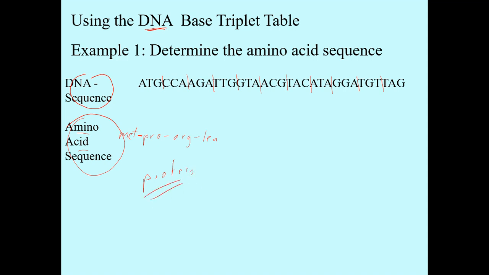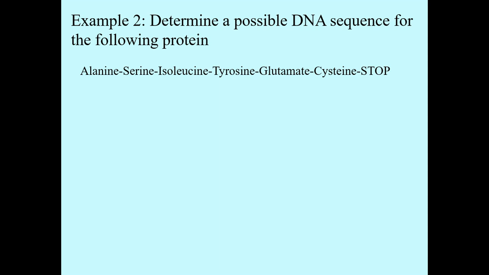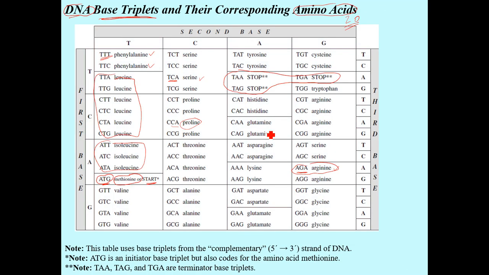You may also need to go in the opposite direction. So with this one here, we're given a number of different amino acids, and you're asking what could be the possible DNA sequence. And it is the possible because, again, there might be more than one triplet that codes for alanine. So usually what I say is just pick the first one that you do come across and write that one down. So let's find alanine on our table here.